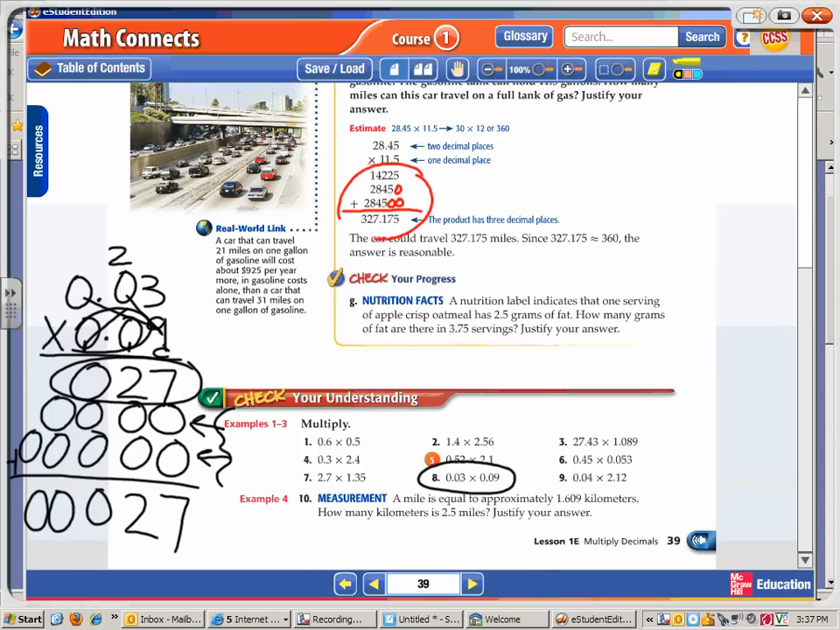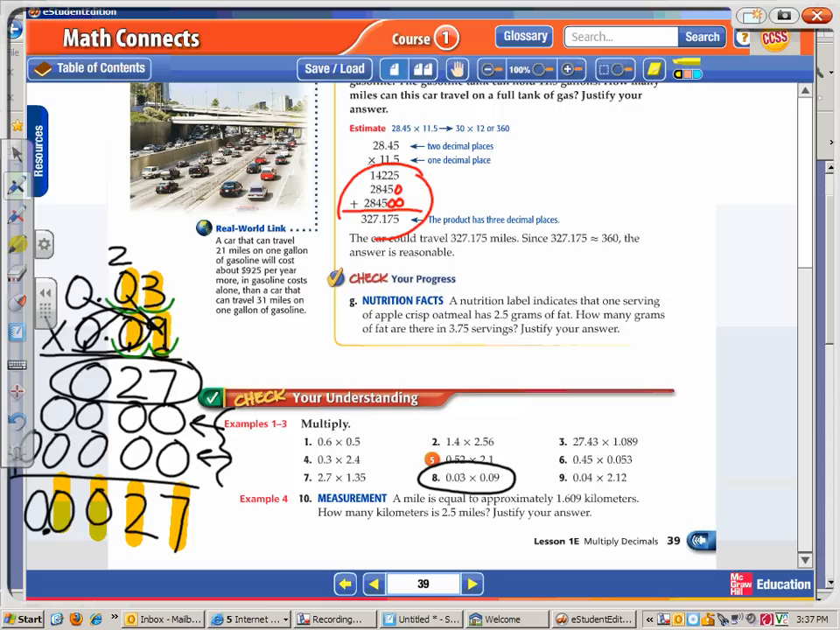Now you're going to look back to the original. You have 1, 2, 3, 4, or if you were into that highlighting, 1, 2, 3, 4. So you're going to go 1, 2, 3, 4. Okay. Put your decimal here, and you have 27 thousandths.